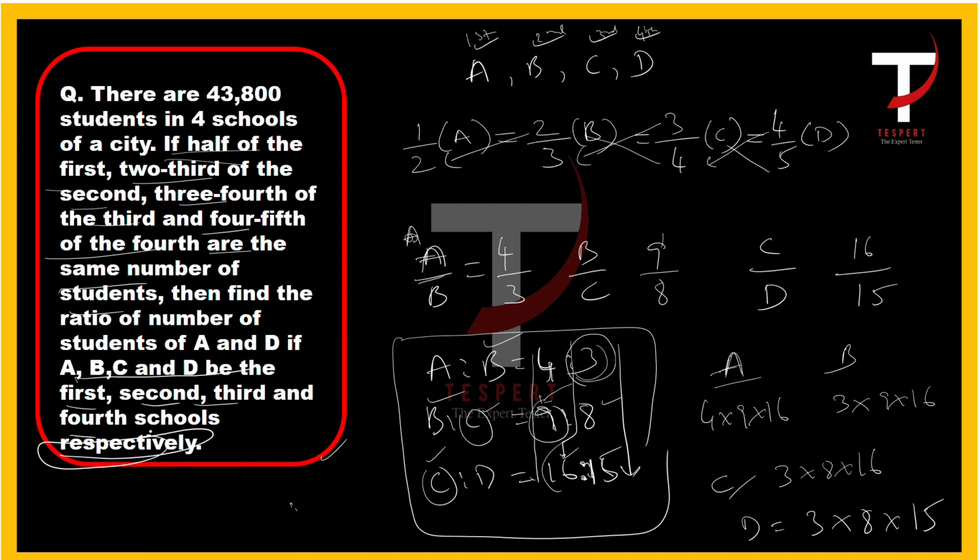So we need to find the ratio of the number of students of A and D. So A is to D is equal to 4 into 9 into 16, which is 576, is to the value of D, 3 into 8 into 15, which is 360. Simplifying this, we get A is to D as 8 is to 5.